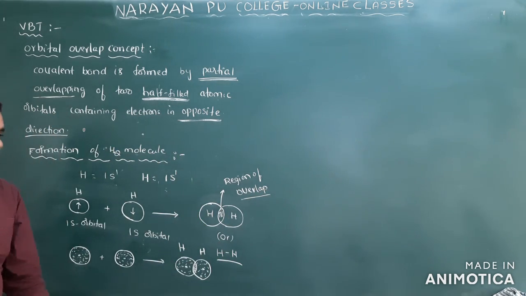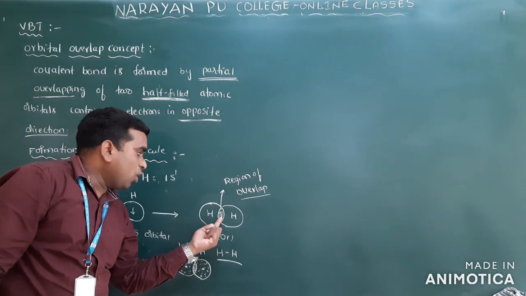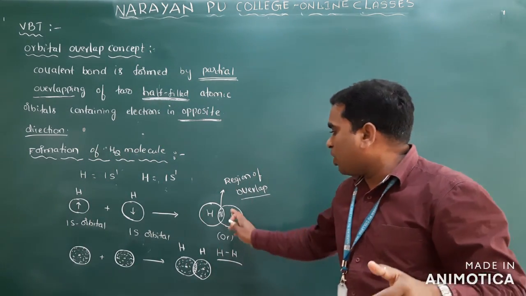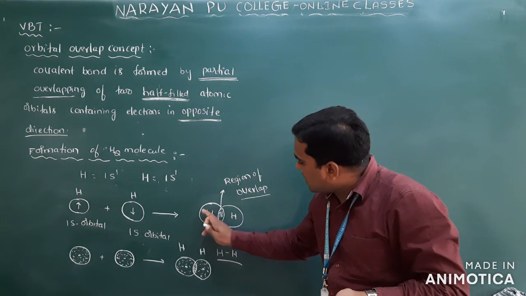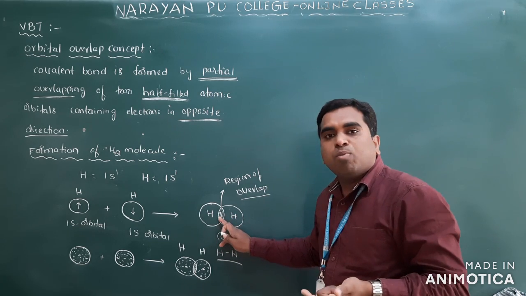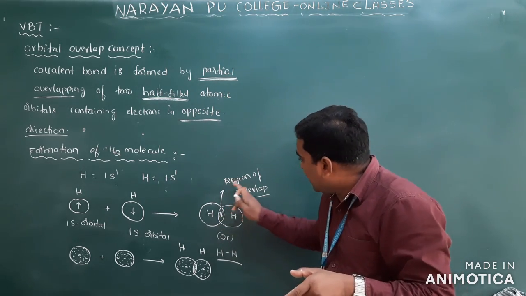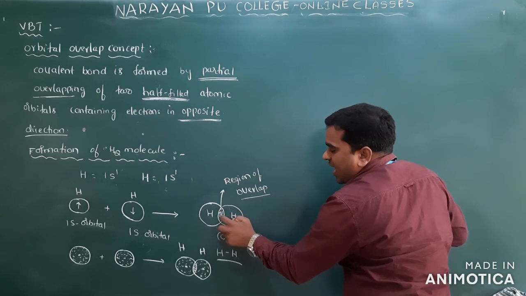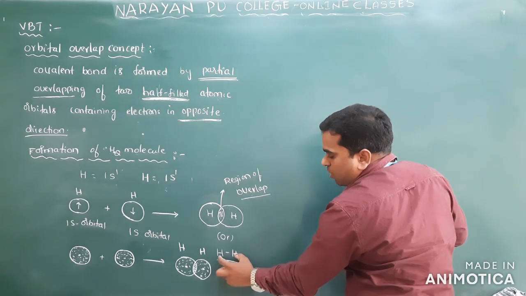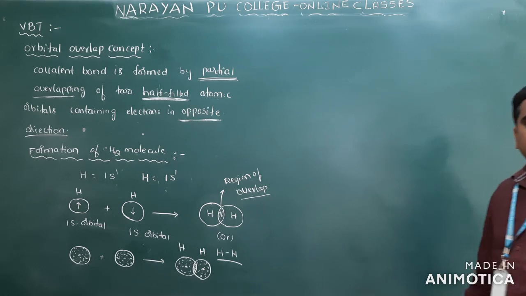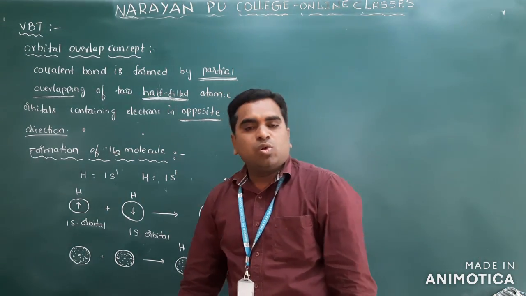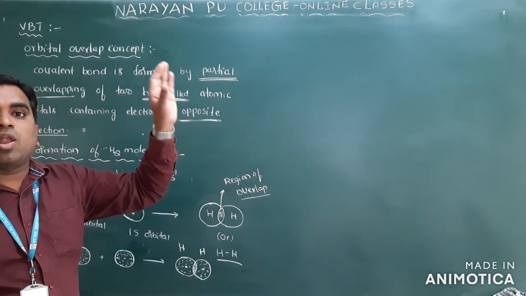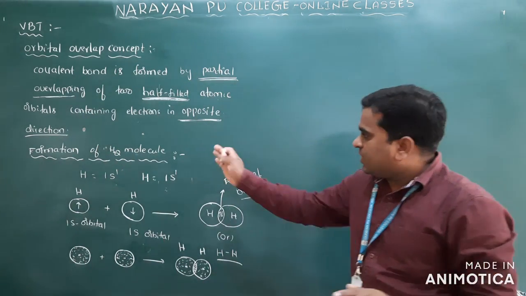In this region of overlap, the probability of finding the electron is more compared to the other spaces. Electrons are present elsewhere too and move here and there, but these electrons are present the maximum time in the region of overlap. They are simultaneously attracted by two nuclei and form one covalent bond. This is the formation of the H2 molecule. Which orbitals are involved in the overlap? Half-filled atomic orbitals of the valence shell. This is the best example.